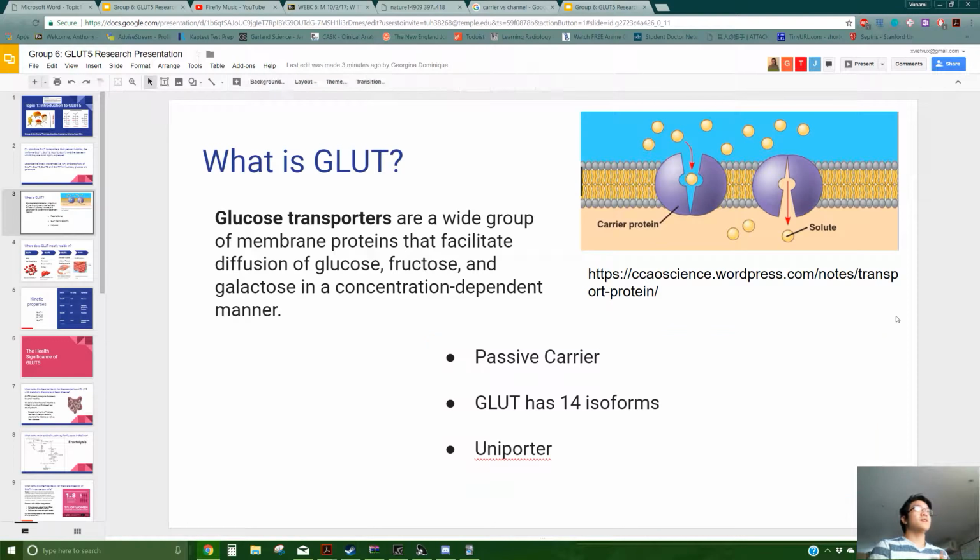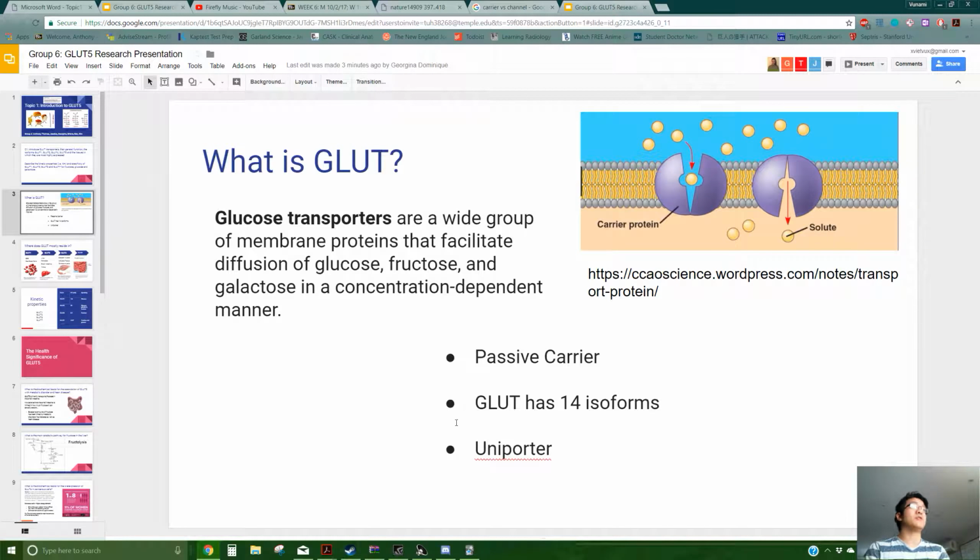Passive carriers do not require any energy expenditure by the cell, but they are slower than channels because passive carriers have to go through several conformational changes. These conformational changes will be further elaborated later in the slides. Glucose transporters, or GLUT, have 14 different isoforms. For example, GLUT1, GLUT2, up to GLUT14, all of which are uniporters except for GLUT13.